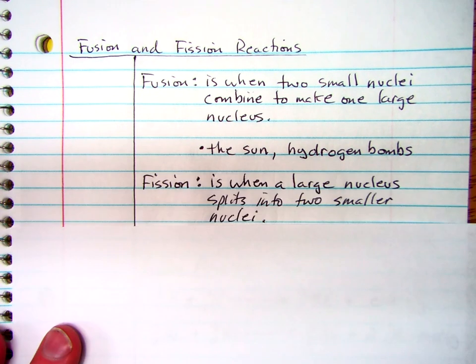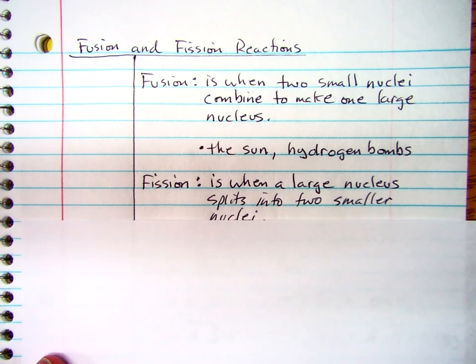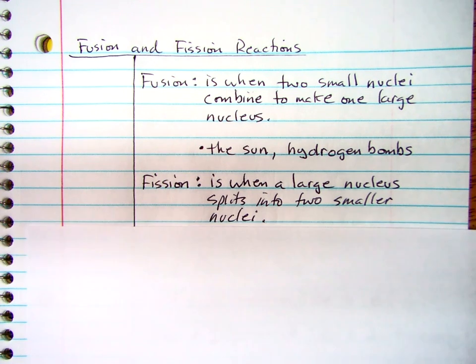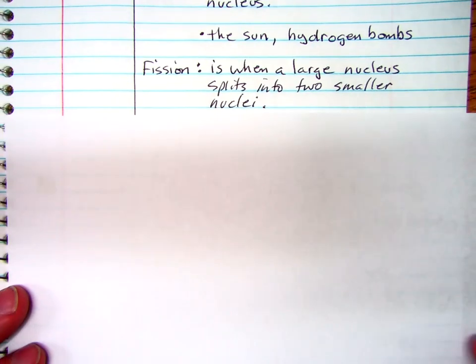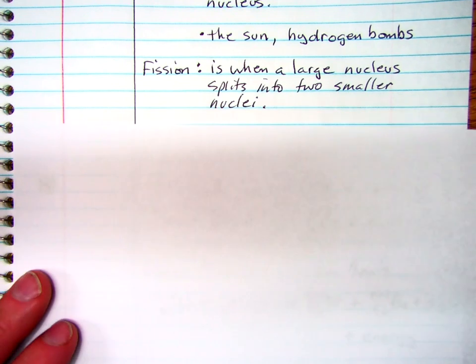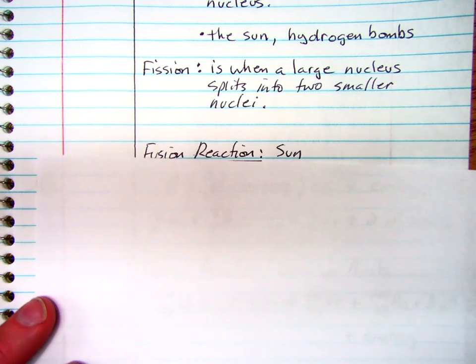Fission reactions take large nuclei like plutonium and uranium, and the reaction splits the atoms into smaller nuclei, which become radioactive waste that we have to store. Not that it's any worse than carbon dioxide and carbon monoxide, but it is not very desirable. So we're talking about fusion reactions and fission reactions. You need to know the difference.